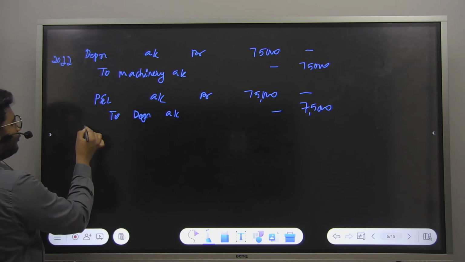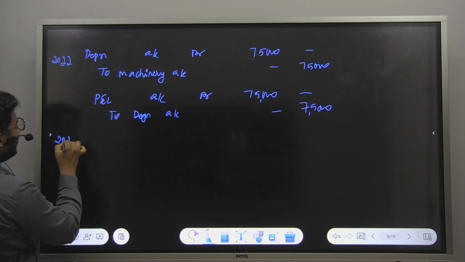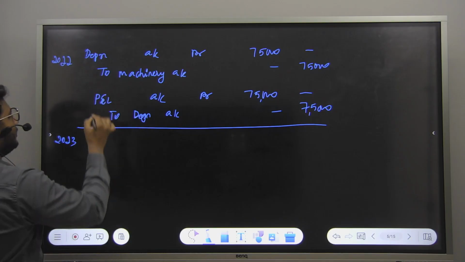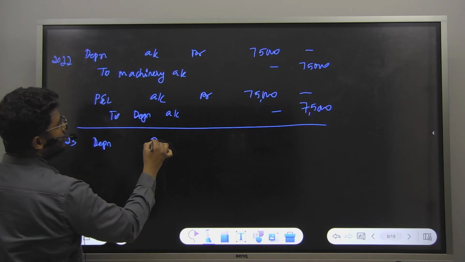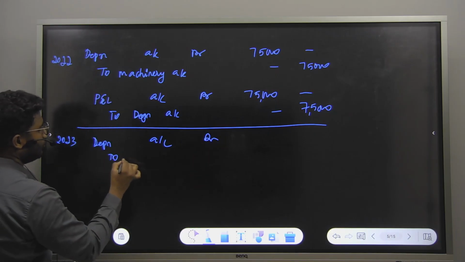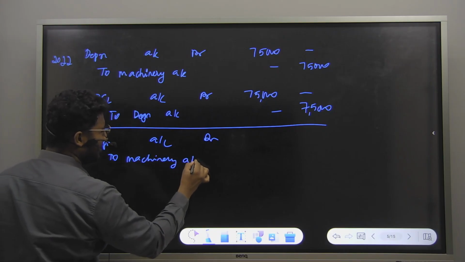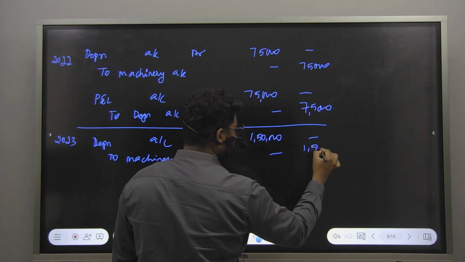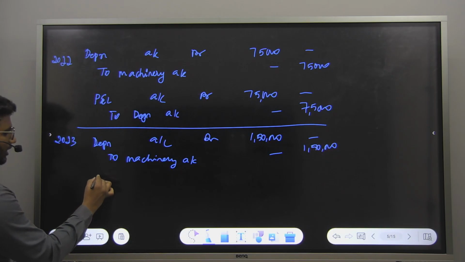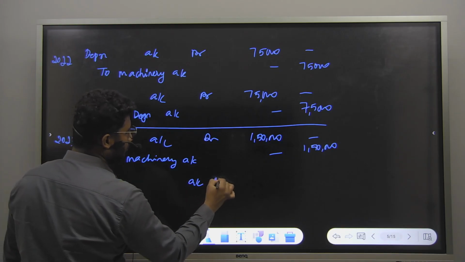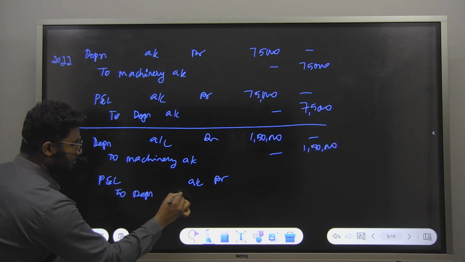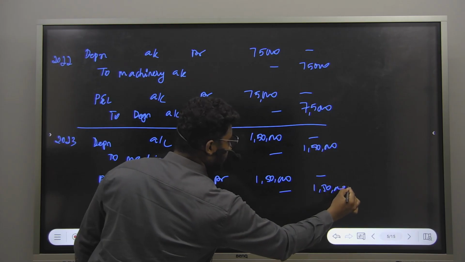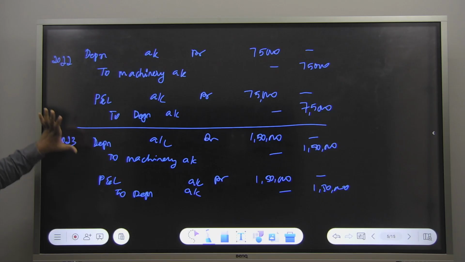Okay. So this is for the first year. For the second year, 2023, again you will pass the same journal entry. To charge depreciation, depreciation account debit to machinery account. Same entry, but the amount differs. The second year we charge 1,50,000 as depreciation, and the same amount 1,50,000 has to be transferred to profit and loss account to depreciation account. Any doubt in this journal entry?